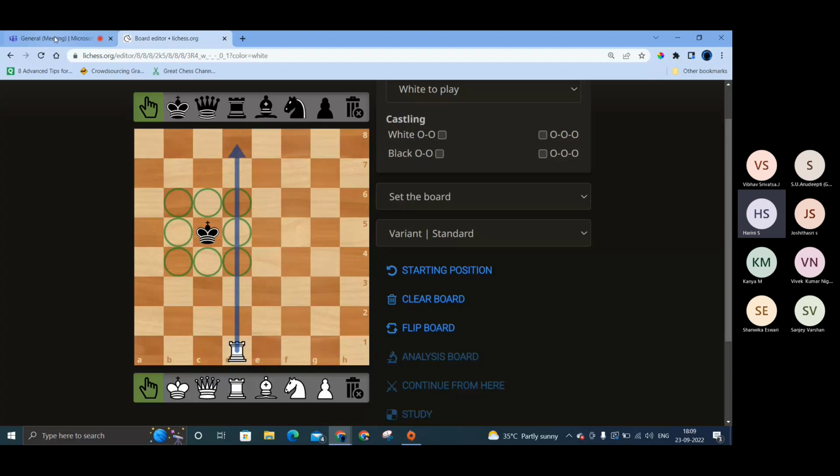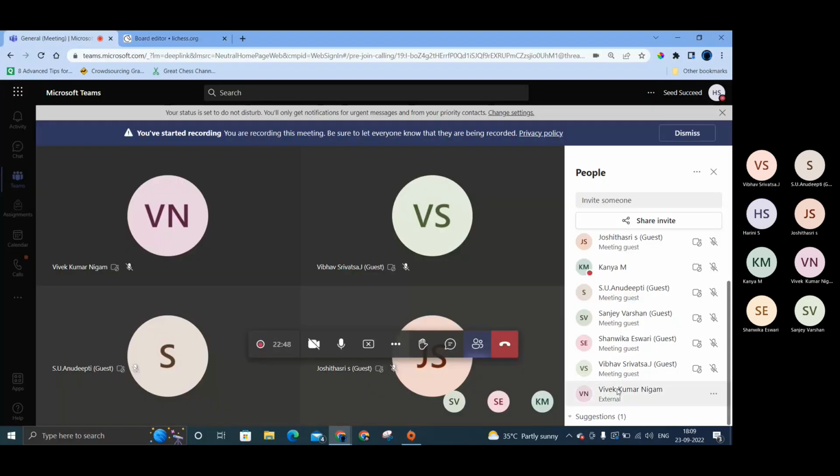So I want everyone one by one to repeat. Joshita, repeat after me. King cannot move to a square which is controlled by the opponent. Since the opponent is controlling that square, you have to omit those squares. You cannot make the king go there.